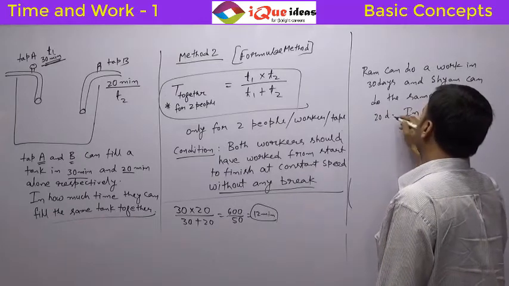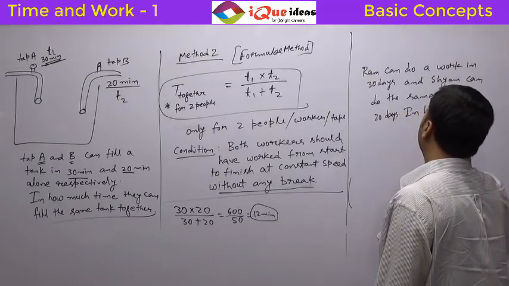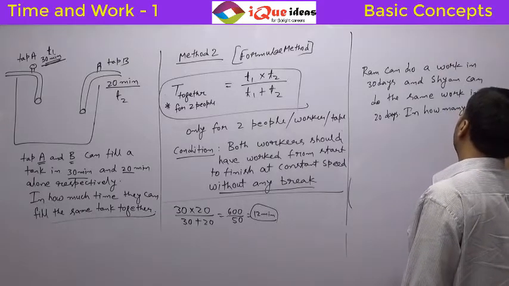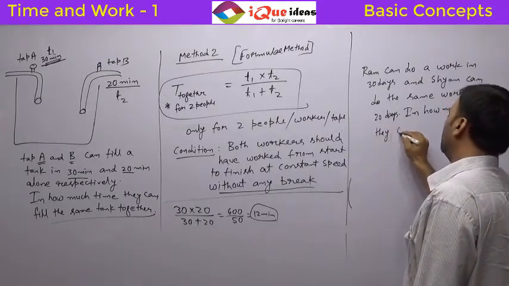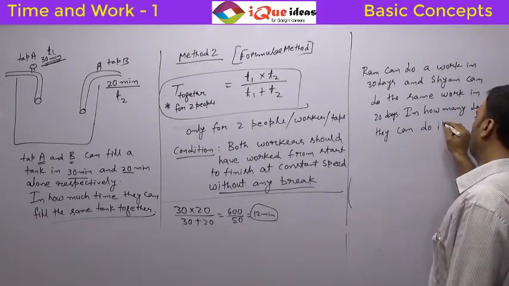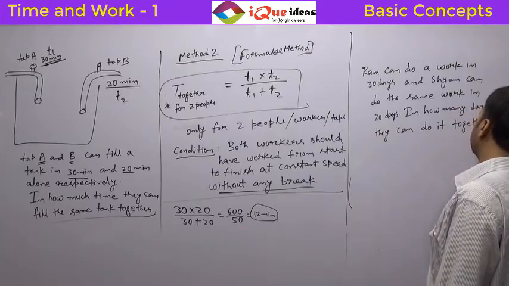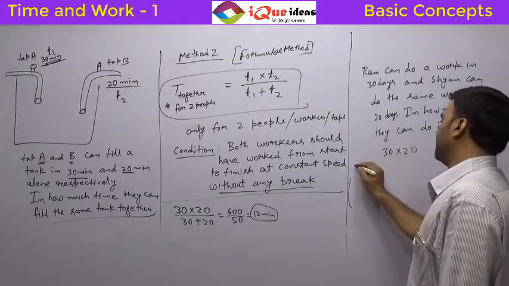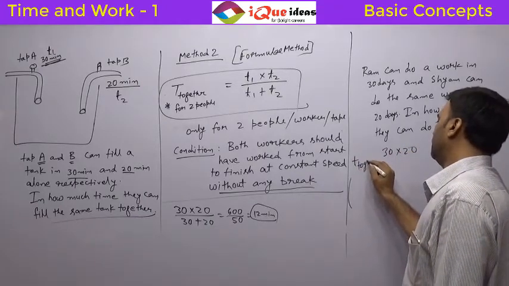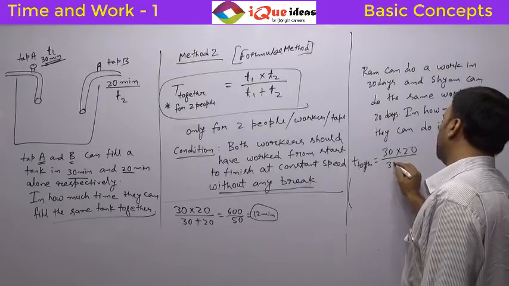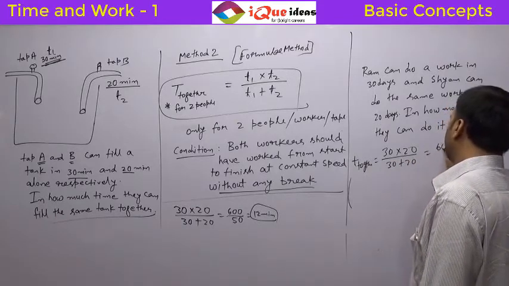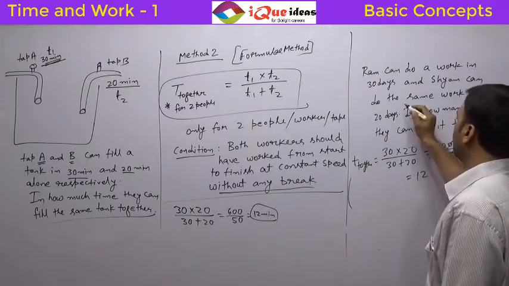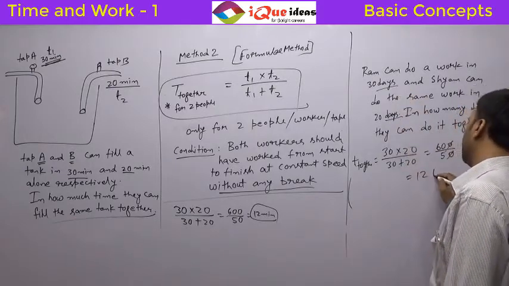In how much time, in how many days can they do it together? Still in this question, it will still apply the same formula. It will straight away say 30 into 20, the time together is equal to 30 into 20 divided by 30 plus 20, which is 600 divided by 50, and that is 12. The only thing is here the unit will change because the units are in days, so it is 12 days.